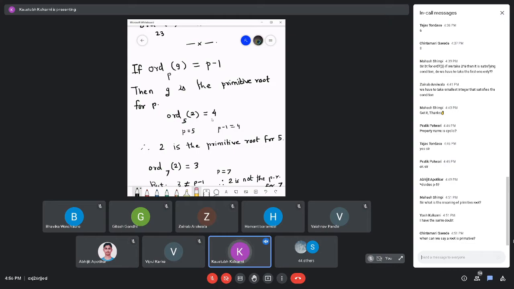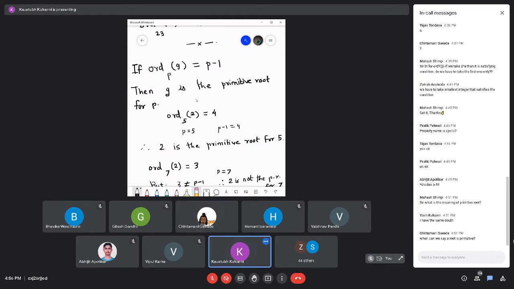You can unmute and ask if my explanation did not clarify your question. Sir, so if this condition is satisfied, then and only then G is considered a primitive root, correct?